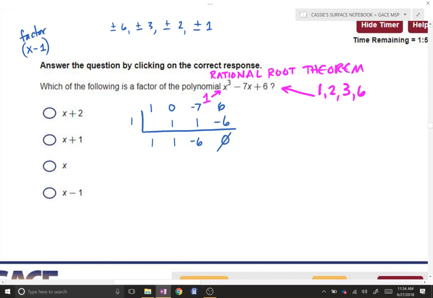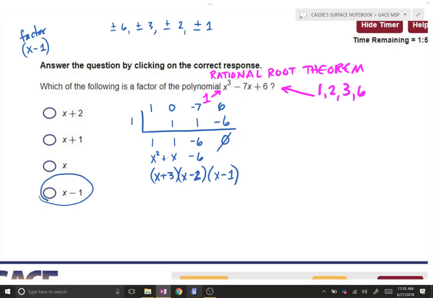Not only that, you now have your answer, x squared plus x minus 6. Once you get it down to a quadratic, you can factor that. What are the factors of -6 that add up to positive 1? That would be positive 3 and -2. So here are all of your roots: x plus 3, x minus 2, and x minus 1. Those are all 3 of your factors, and that's this one. So the answer is D.